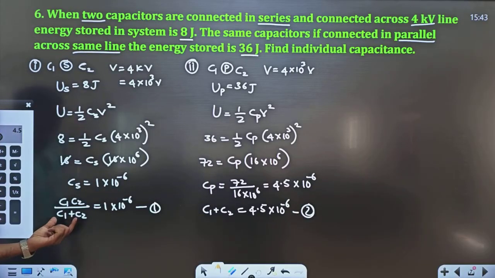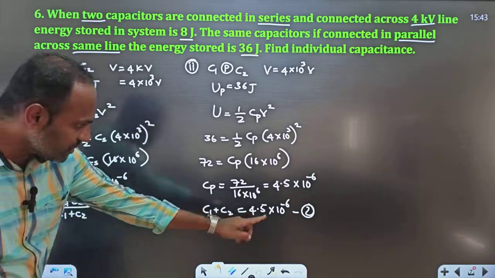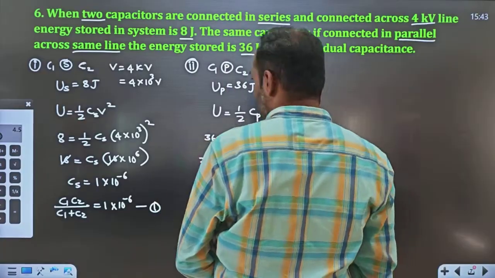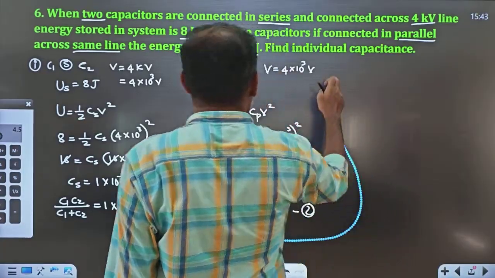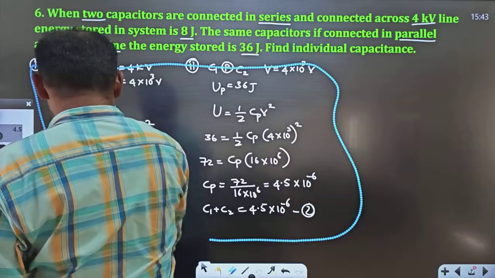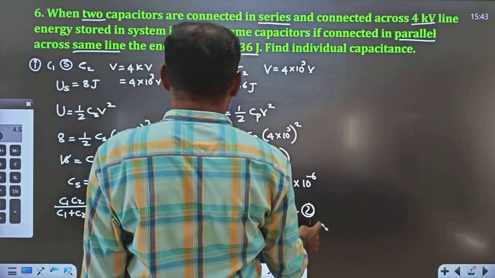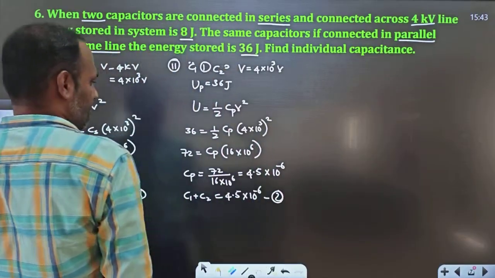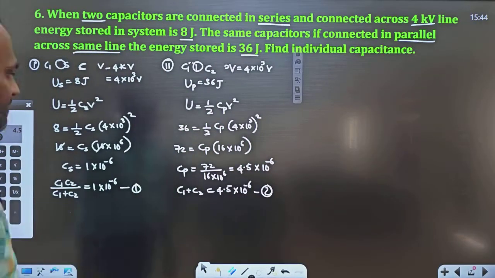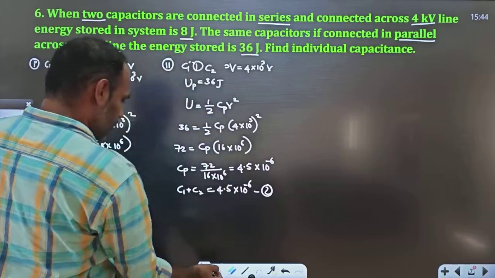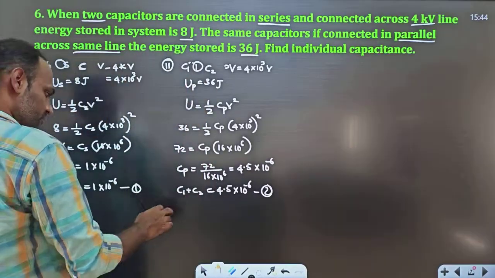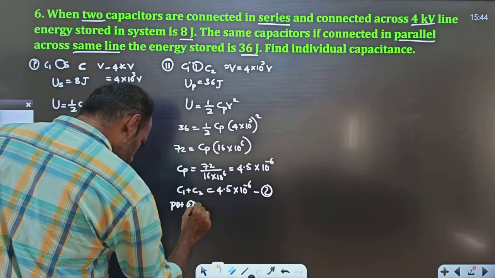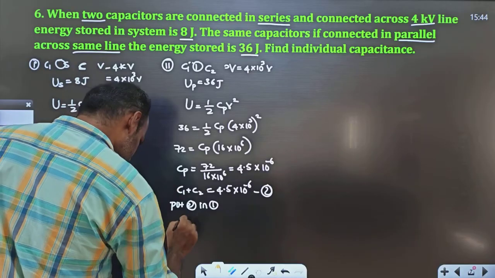Correct? See, here we have C1 plus C2. We got the value of C1 plus C2. So put this in equation 1. Putting in equation 1. Right? Okay, let me make some space here. Okay. So putting in equation 1. Put equation 2 in equation 1. You will get it like this.